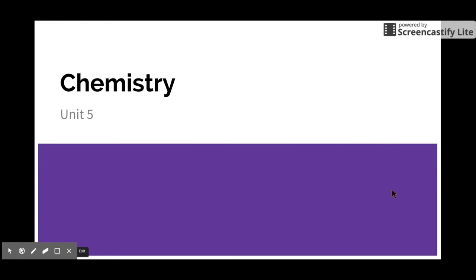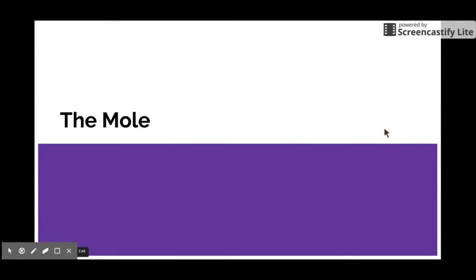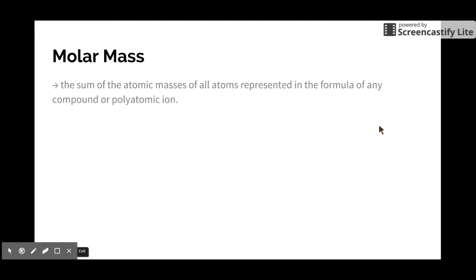All right, students, let's go ahead and get started. We're talking about, in Unit 5, the mole. First, let's start off and talk about what a molar mass is.